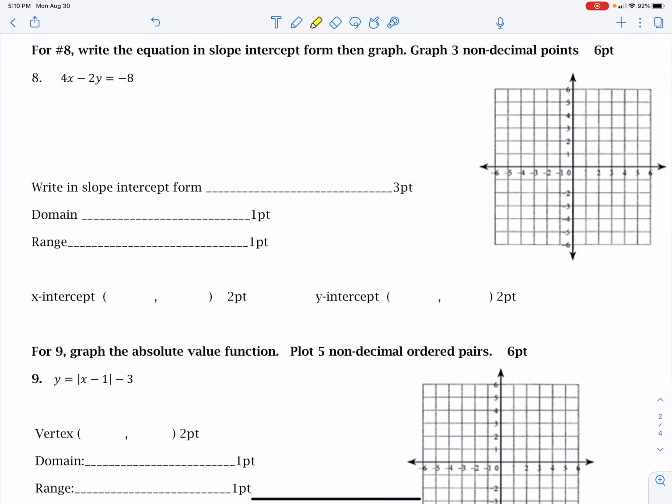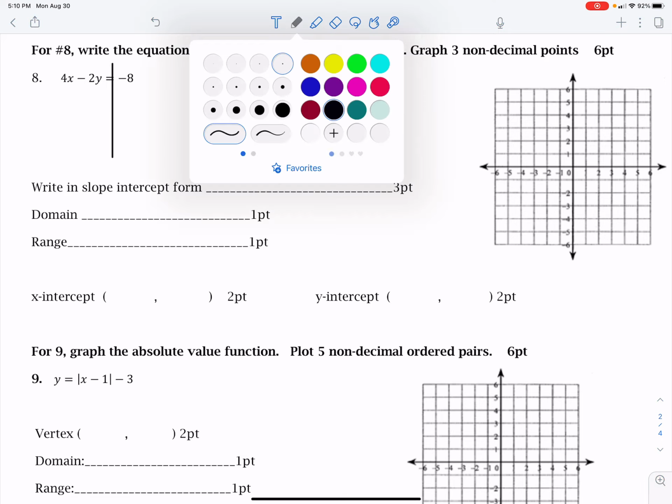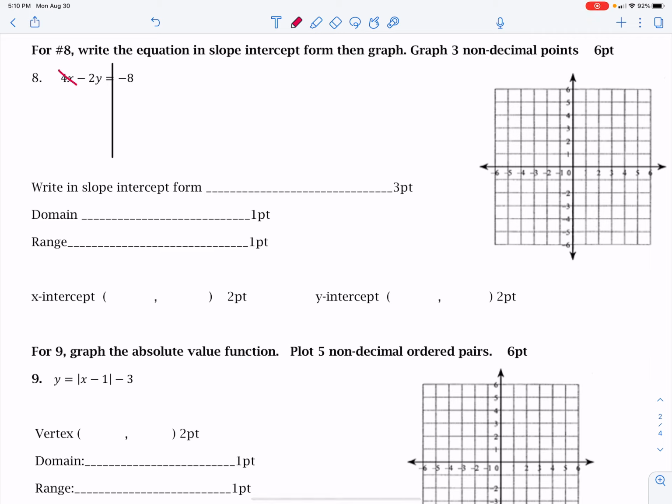First thing we have to do with this one is we have to get it into slope-intercept form, okay? So we have to get y by itself. So I'm going to take the 4x away from the left side, and I'm going to move it to the right side. Okay? Then what I want to do is I don't want to multiply negative 2 to the y. So instead I'm going to divide the whole right side by negative 2.